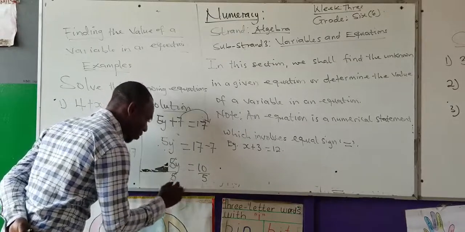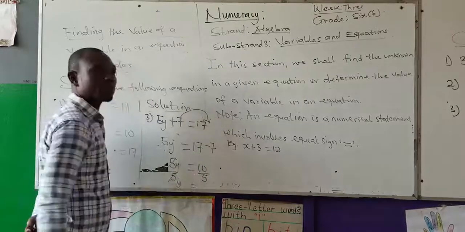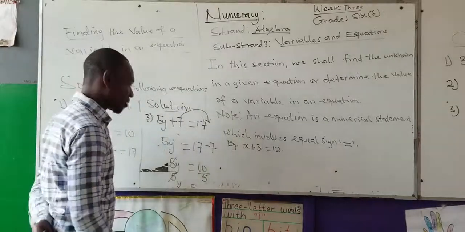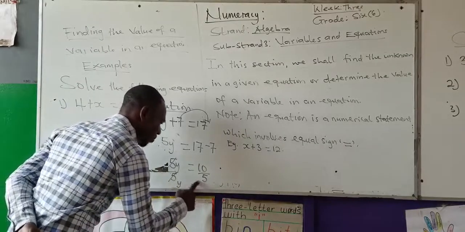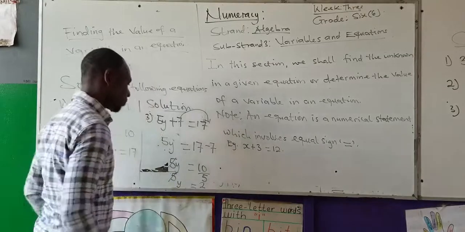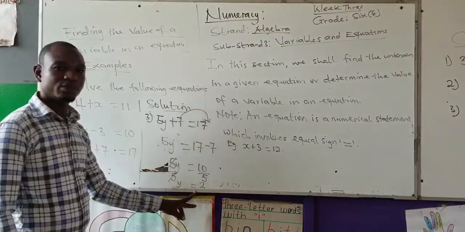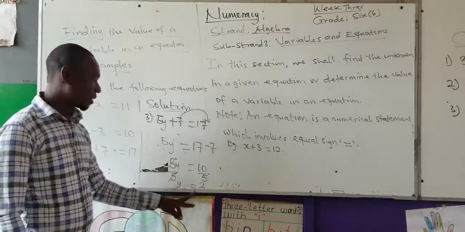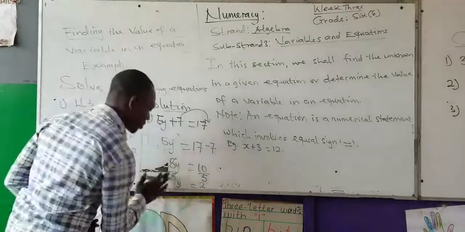So when you leave the y alone, y equals 10 divided by 5. And how many times does 5 go into 10? 2. So it means that the value of y is equal to 2. That's the value of y. Should I go over it again? Okay, let me go over it just once more and move on.